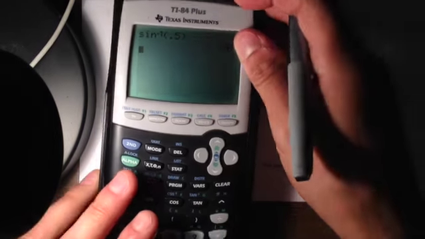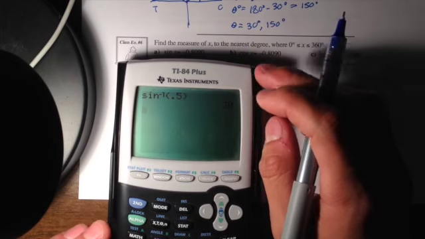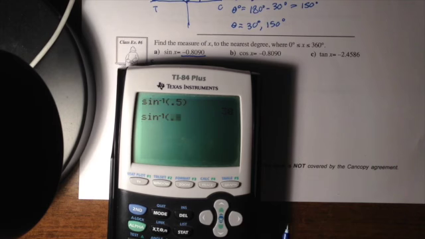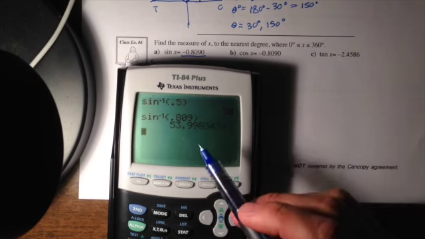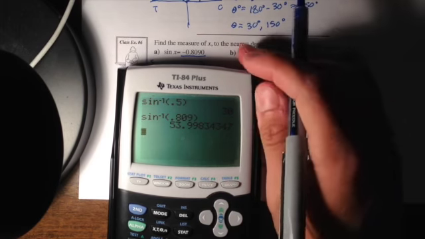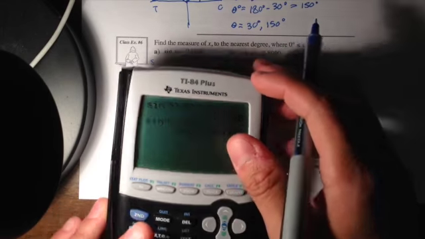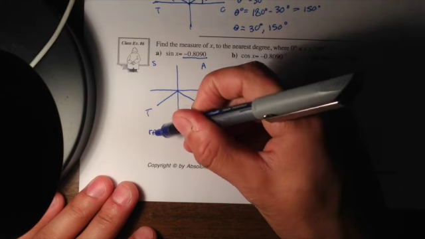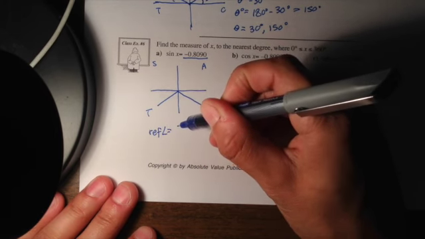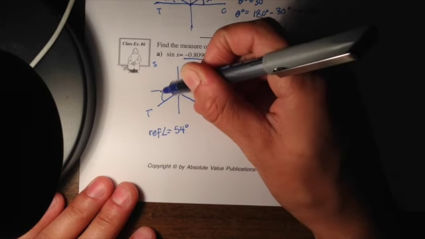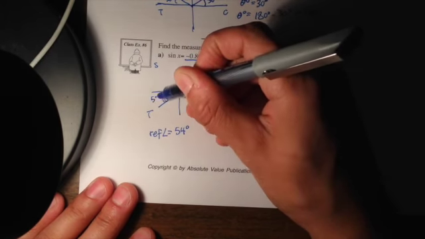So the first thing I'm going to do is type this value in my calculator. I'm going to go inverse sine of 0.809, and I get a value of 53.99. That's my angle. I'm just going to round that up to 54 degrees. Again, that's going to be my reference angle. So I know that my reference angle is equal to 54 degrees. So that's 54, and that is also 54.